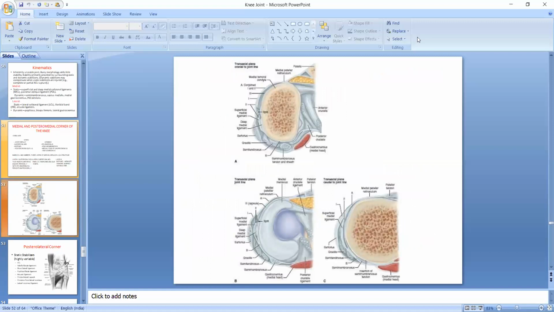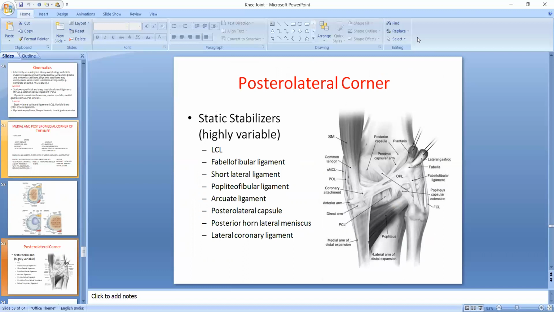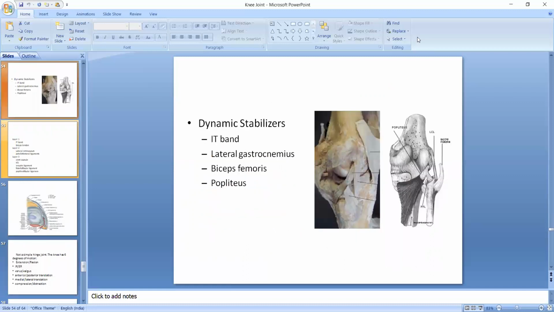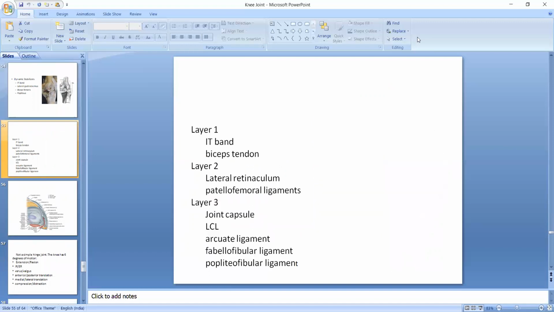And we can see here the posterolateral corner static stabilizers: LCL, fabellofibular ligament, short lateral ligament, popliteofibular ligament, arcuate ligament, posterolateral capsule, posterior horn of the lateral meniscus, and lateral coronary ligament. Dynamic stabilizers are the IT band, lateral gastrocnemius, biceps femoris, and popliteus muscles. These muscles act as dynamic stabilizers.